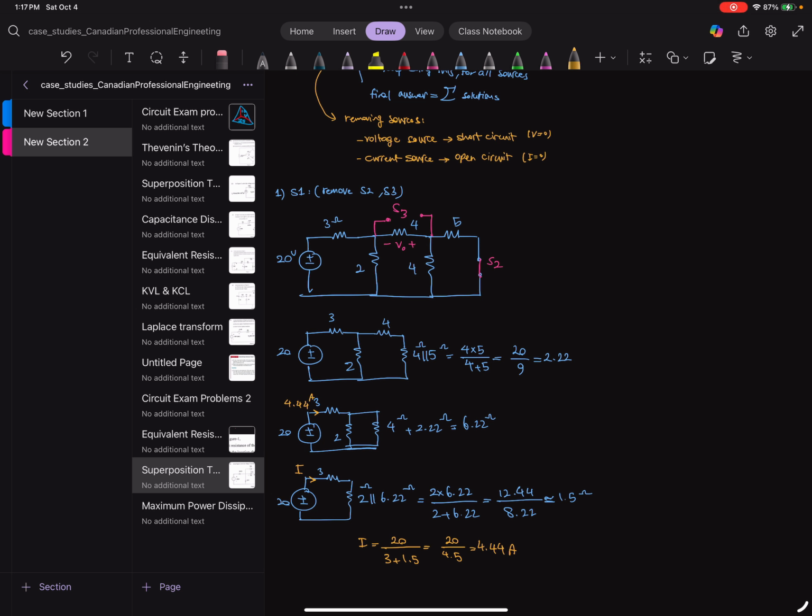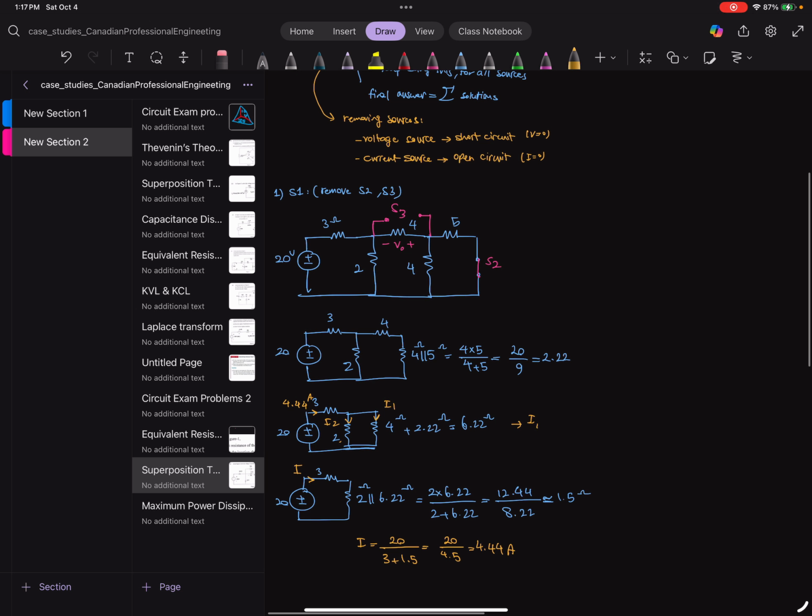Now since this is about 3 times of this guy, we need to find how much I1 is, and this is I2. Then we say I1 is 2 over 2 plus 6.22 multiplied by I. 2 over 8.22 multiplied by 4.44 amp.